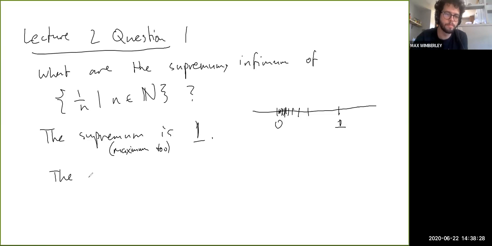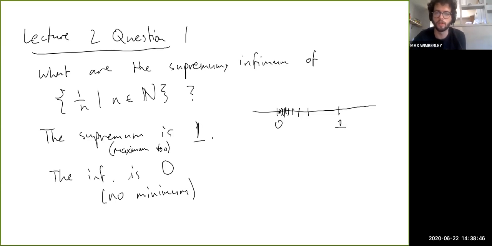The infimum, as you can tell from this picture, is 0, but there's no minimum, right? Because these numbers just keep getting smaller and they never stop. And 0 is not in the set. So there's no minimum, just an infimum.